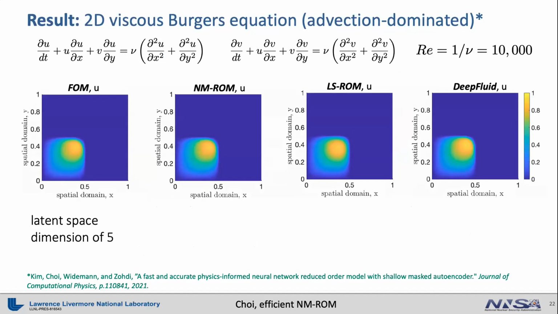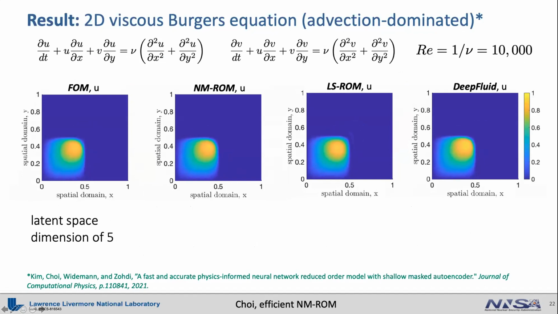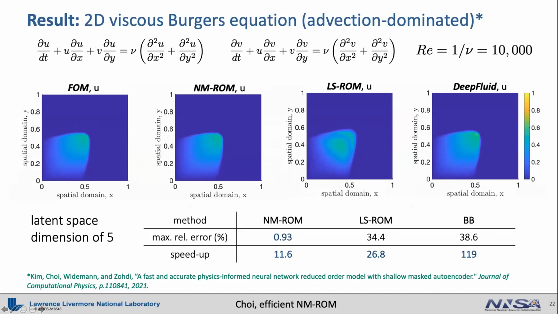So if we apply this nonlinear manifold reduced model to the 2D Burgers shock moving problems you have seen before, then as you can see from all these movies, this nonlinear manifold reduced model is almost identical to the full order model solutions using only a latent space dimension of 5.